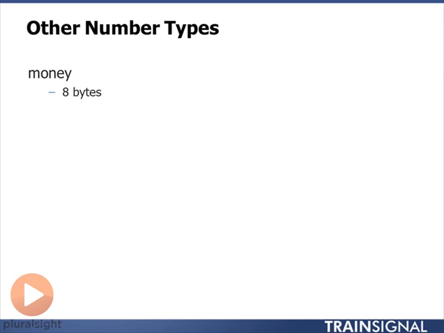Now, of course, numbers come in non-integer types as well. You'll notice that we've got money and smallmoney, both of which are designed to store money. And one of the great things about them is that, syntax-wise, you can use, for example, in the US, a dollar sign in front of the number for the money type, and it will accept that value.